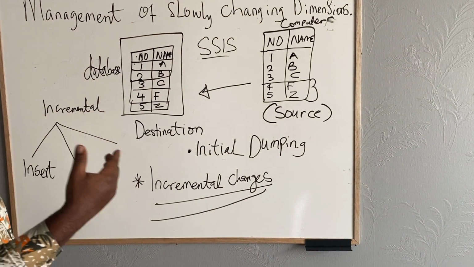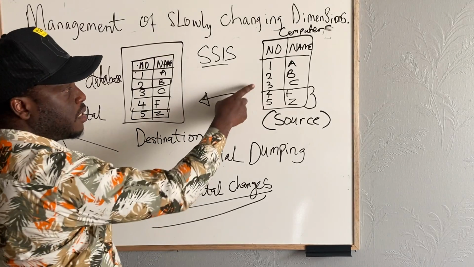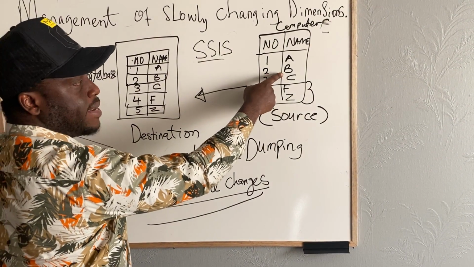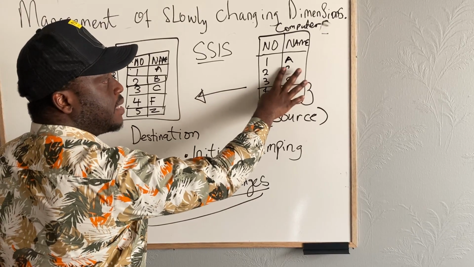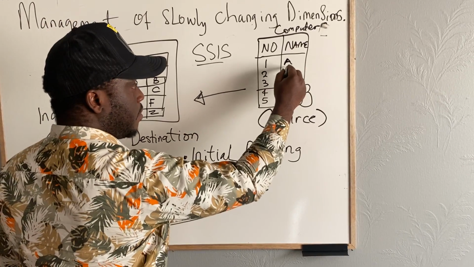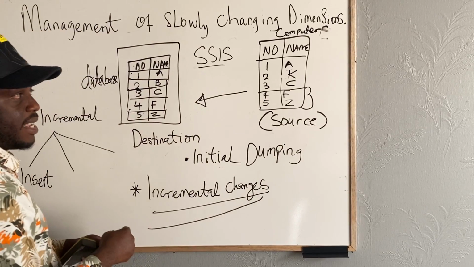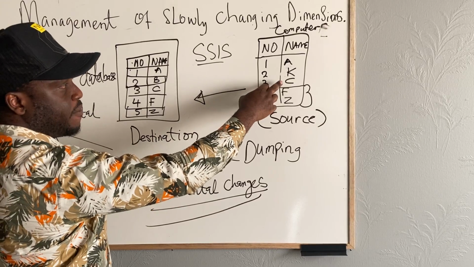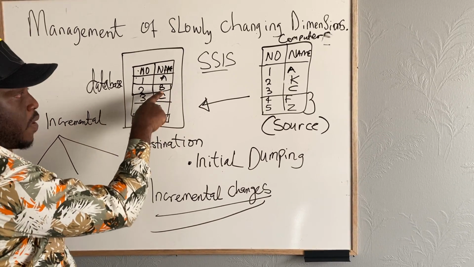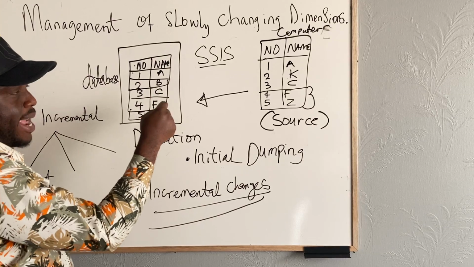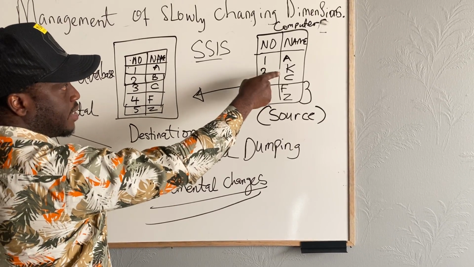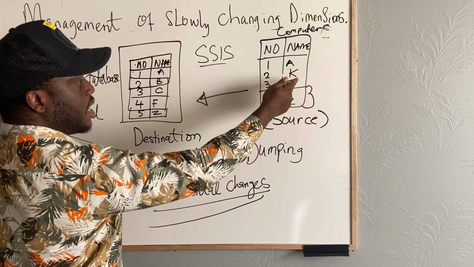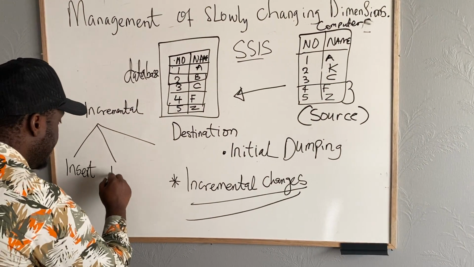Then after a few days, this customer with this number comes in and confirms, oh, I have changed my name. My name is no more B, but my name is now K. So you find out that this customer has modified his information. This information in my database, what I still have is B. So when I want to capture this change that has undergone in my source, that modified change, what we do is called update.